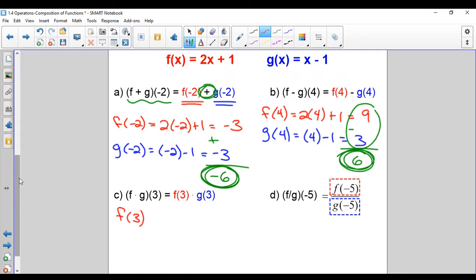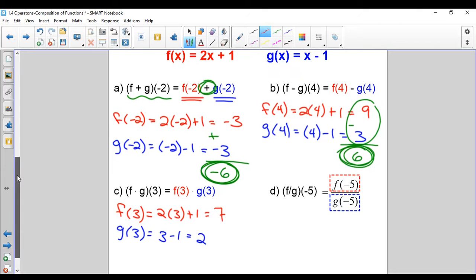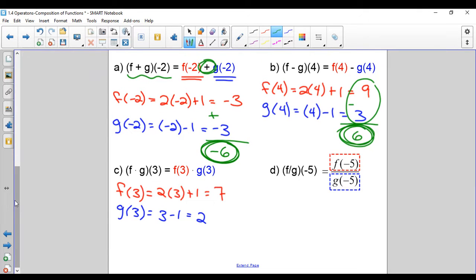F of 3 is going to be 2 times 3 plus 1, which is 7. G of 3, same deal, is going to be 3 minus 1. But we end up getting 2 here. We multiply the values, so it'd be 7 times 2, which would get us 14. And that would be your answer there.